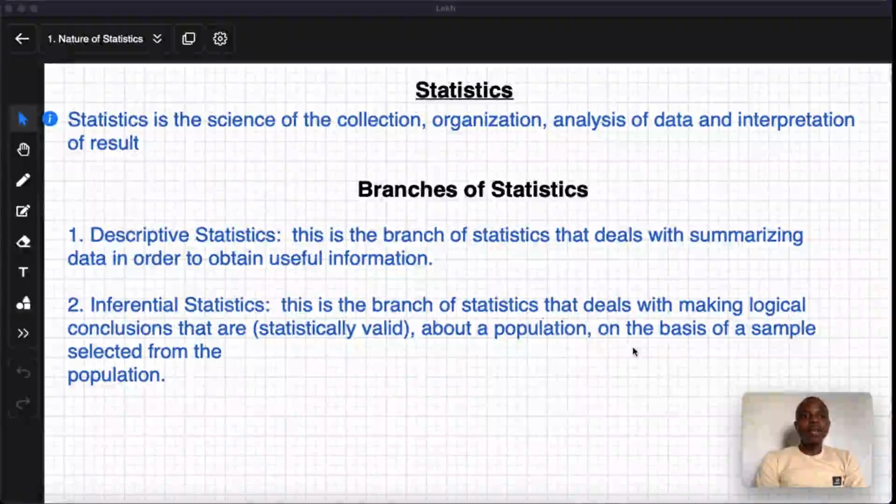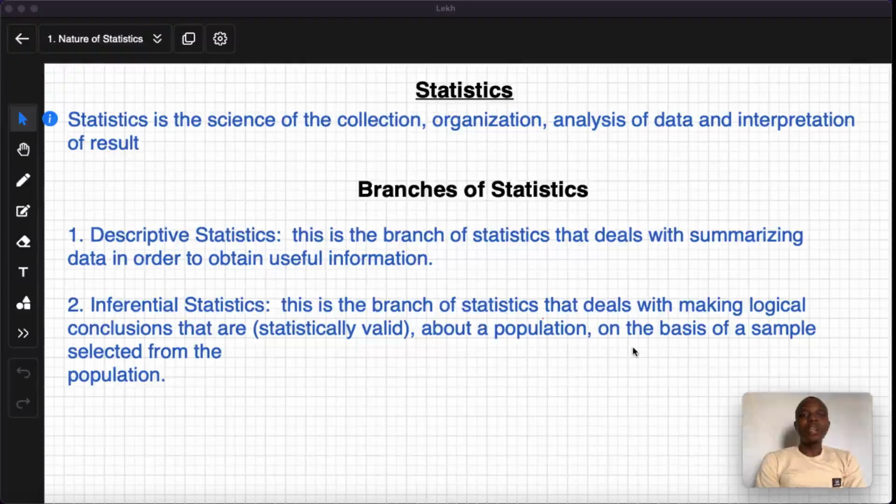All right, what is statistics? Statistics is the science of the collection, organization, analysis of data, and interpretation of results. There are two main branches of statistics. The first one is descriptive statistics, and this is the branch of statistics that deals with the summary of data. You summarize data in order to obtain useful information.